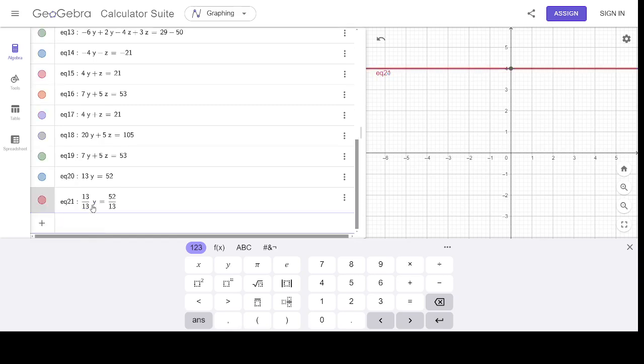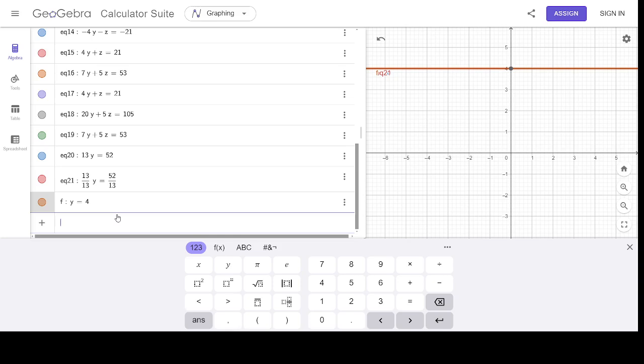All right, then if I cancel here by 13, 1, by 13, 1, then I get y is equal to 52 divided by 13. How many times does 13 go into 52? Okay, I guess you're right. This is 4, right? So now y is equal to 4. All right, so now you've got the value of y.